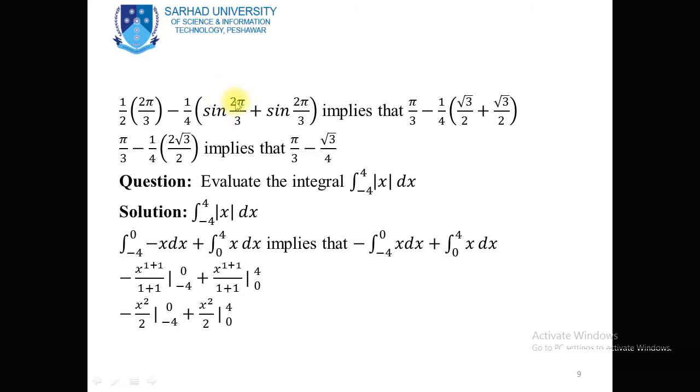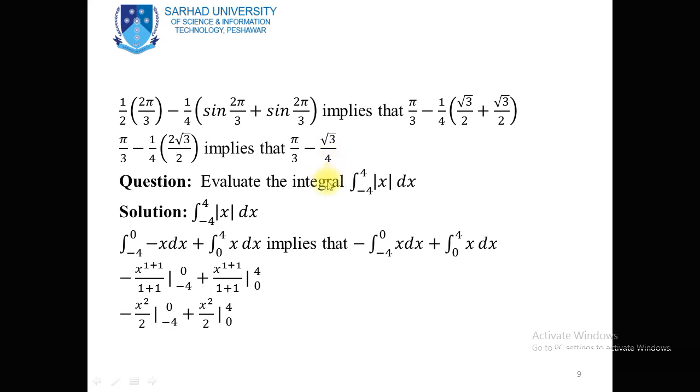So sin 2 pi by 3 is actually under root 3 divided by 2 plus under root 3 divided by 2. Now pi by 3 minus 1 over 4 into 2 under root 3 divided by 2, and this implies that we obtain pi by 3 minus under root 3 divided by 4.